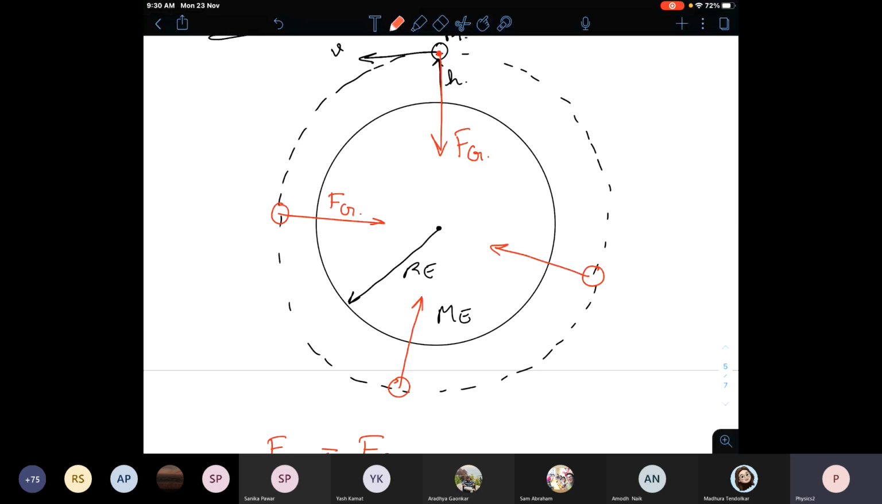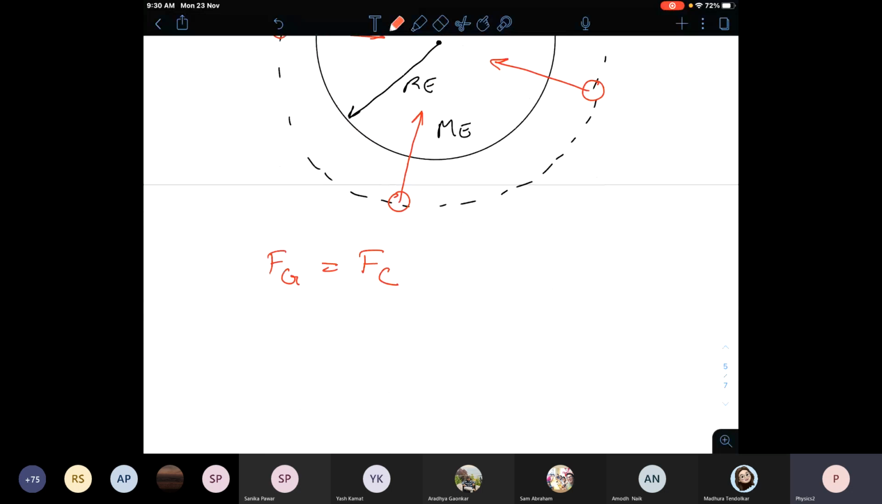Now, what will be the value of gravitational force? Simple. From Newton's law of gravitation, G m1 m2 by d square, so gravitational force is G M m upon Re whole square. This should be equal to the centripetal force. If you remember circular motion, the centripetal force formula is m v square by r.